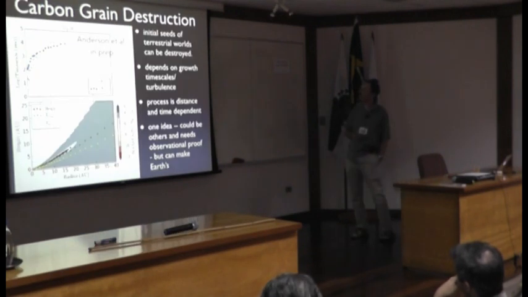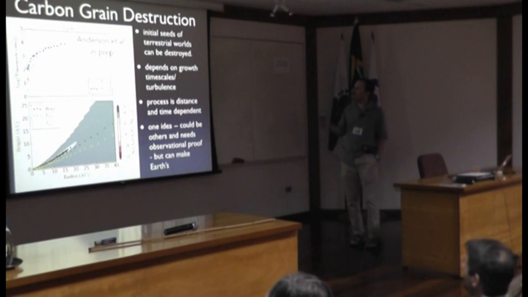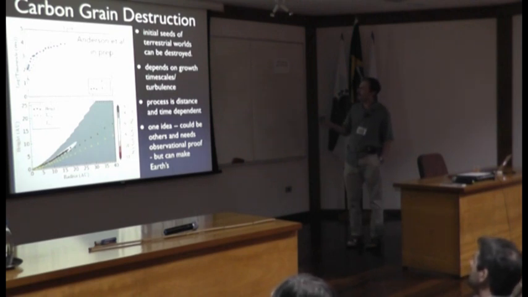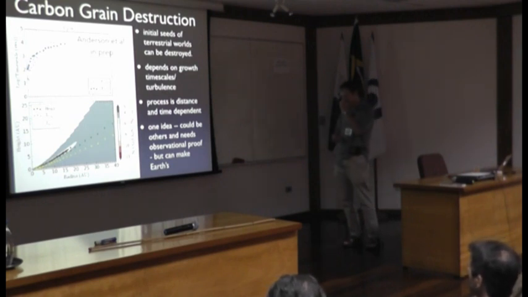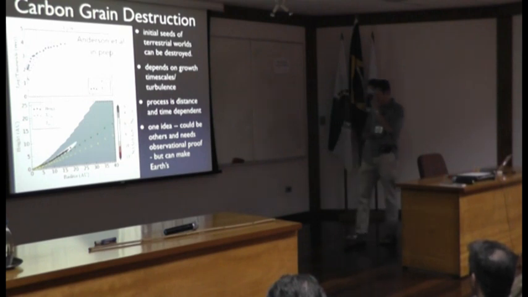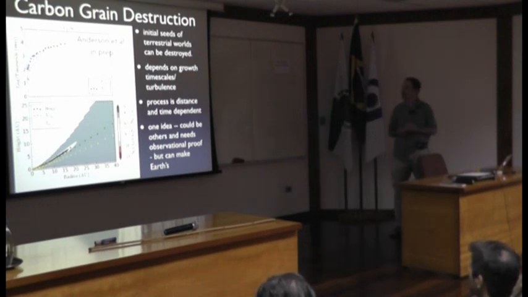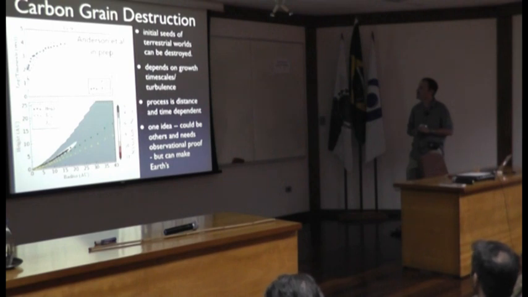Okay, so here's a plot of time scales. Here's my stirring time scale. This is the destruction time scale. And where this is lower than this, the process is actually capable of being active. So in the inner 5 to 10 AU, you can destroy things, okay?